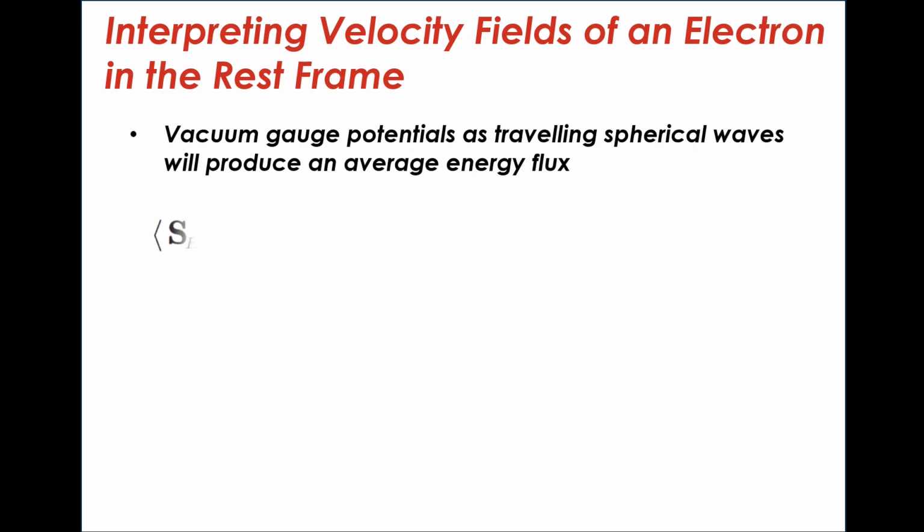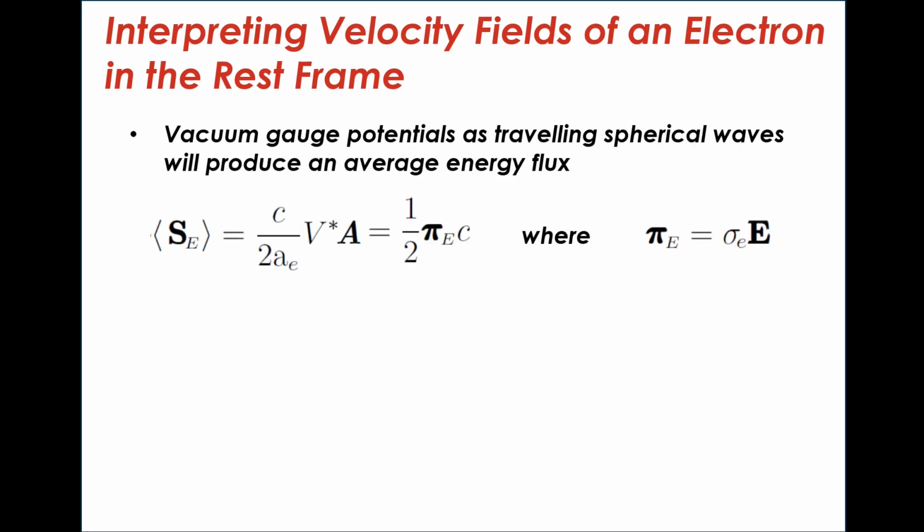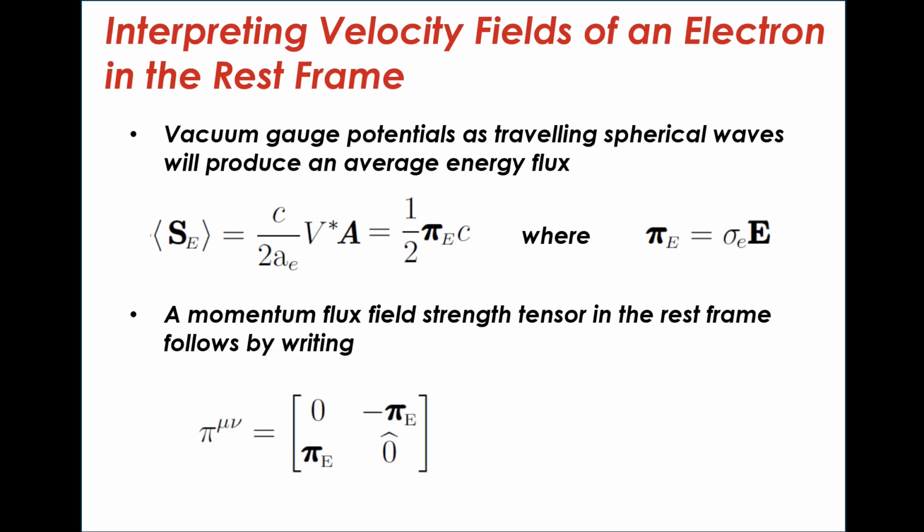Still in the rest frame, now let's write a bilinear combination of scalar and vector potentials in a way that produces a time-averaged 1 over r squared energy flux field proportional to the electric field vector. Once again, we assume that the electron still exerts a Coulomb force, but now we've included the properties of energy and momentum flux. To make this a covariant theory, we can easily build a rest frame momentum flux tensor by writing out this antisymmetric matrix here.